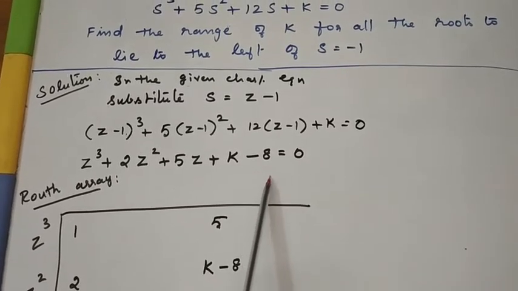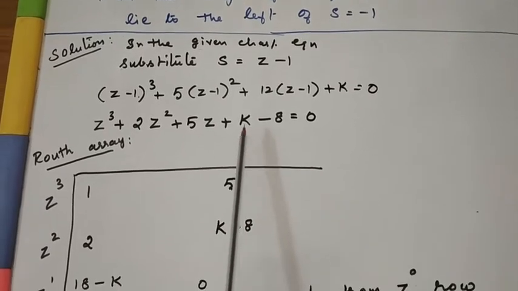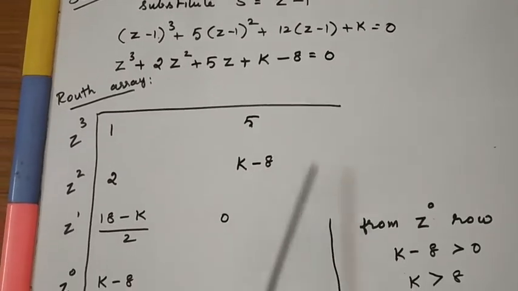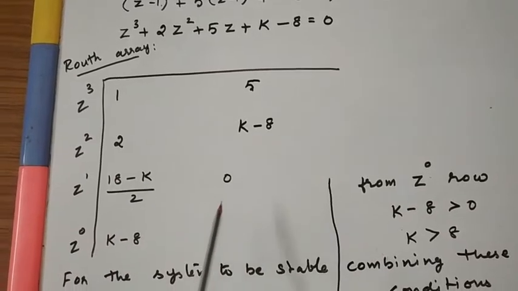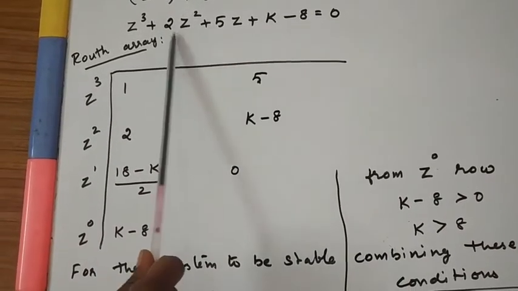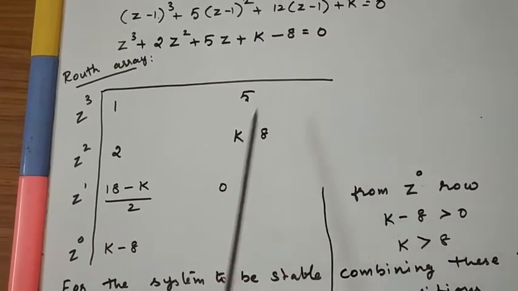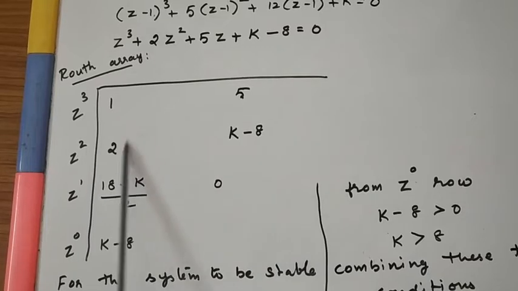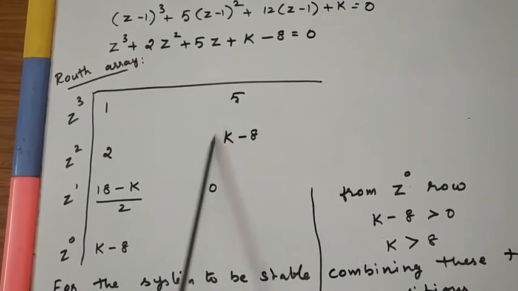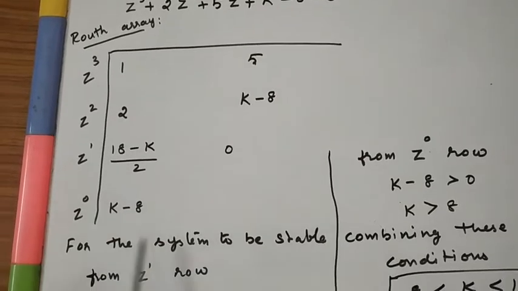After obtaining the new characteristic equation in terms of Z, form the Routh array for this newly obtained characteristic equation. This is how we form it: 1, 5, 1, 5, 2, k minus 8. Its constant value is k minus 8. Then 2 into 5 minus 1 into k minus 8, divided by 2. In the same way, proceed and complete the Routh array.